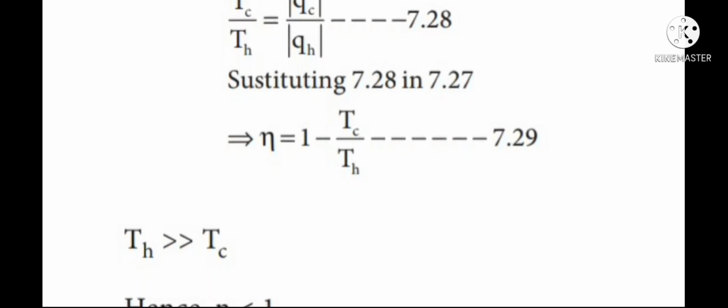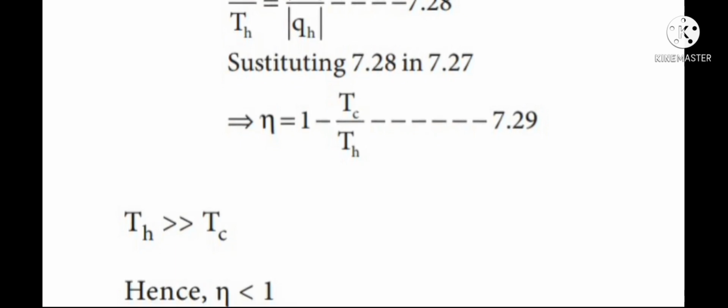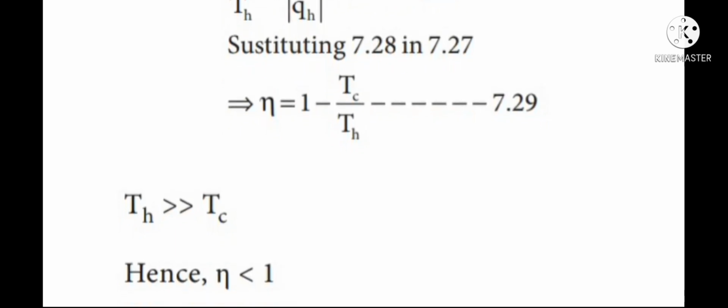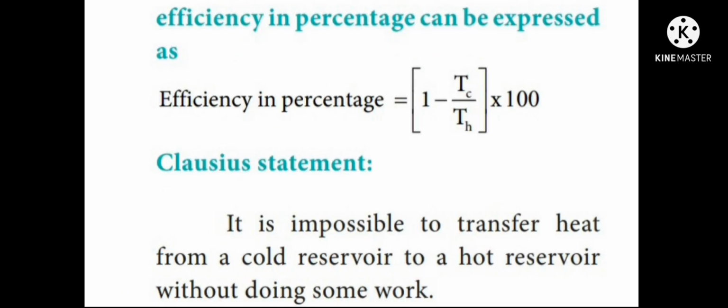Here Th is greater than Tc, hence eta is less than 1. Hence we completed the Kelvin-Planck statement. Next, efficiency in percentage. Efficiency in percentage can be expressed as efficiency in percentage is equal to 1 minus Tc by Th into 100. Again, I repeat, efficiency in percentage is equal to 1 minus Tc by Th into 100.